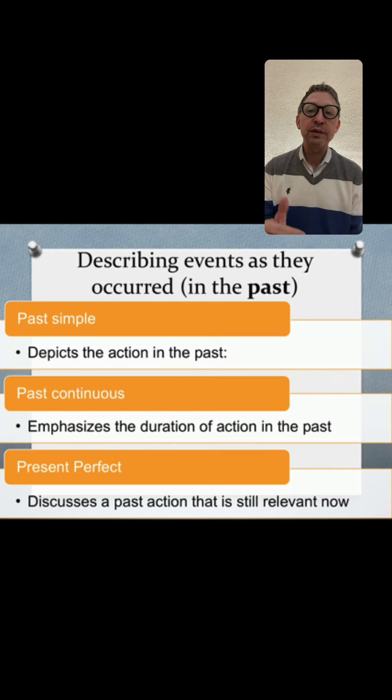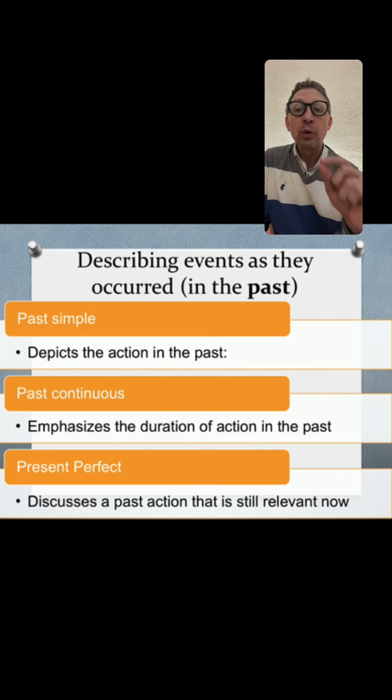So I've given you definitions of past simple and present perfect below. You can see those. For example, I studied English in the 4th grade. Studied English is past simple. Past continuous, I was studying English in grade 4, and emphasizes the duration. Or present perfect, I have studied English for 3 years. So 3 years to the present.